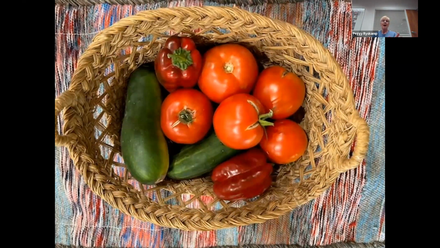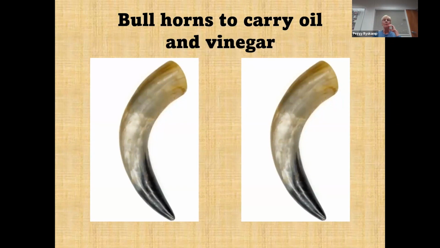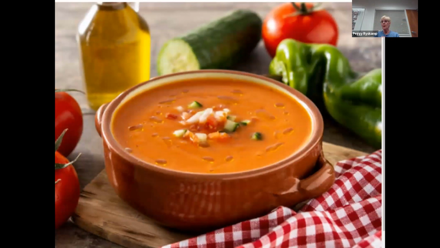In Spain, a very common thing to do would be to take the vegetables from your garden and to add olive oil and vinegar. I was on a house tour once of a house several hundred years old, and they had two bull's horns, and one had held olive oil and one had held vinegar, and that was what they poured it out of when they cooked. And you put these things together and it makes gazpacho, which is an absolutely wonderful soup to have in the summertime. It's very refreshing, very enjoyable.